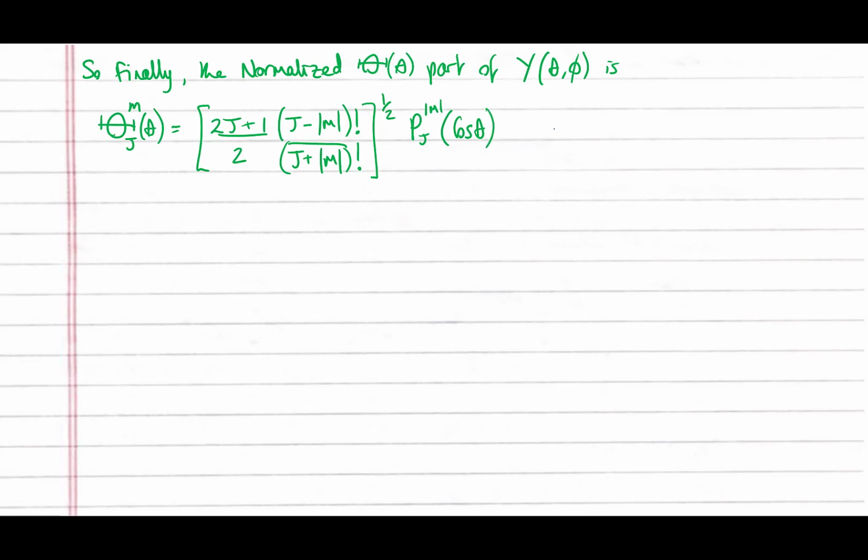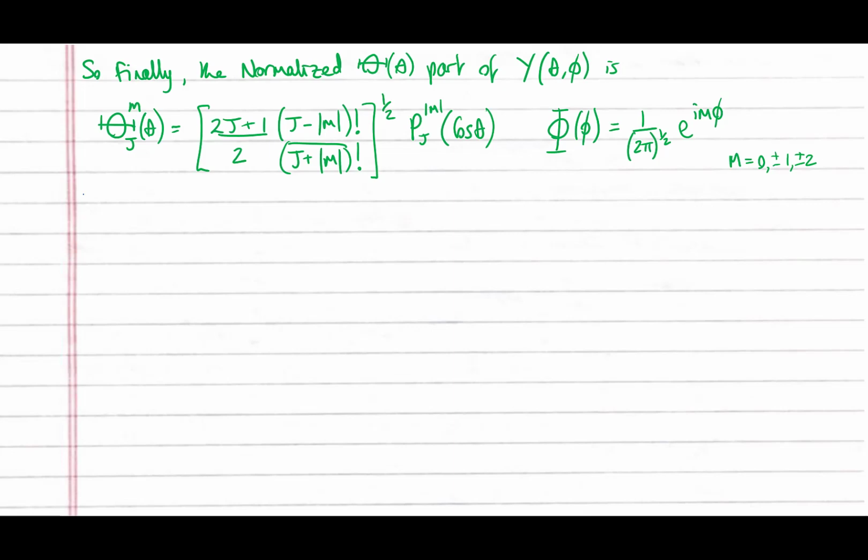Let's remind ourselves actually what capital phi is right now. So let's bring this all back in, and then we're going to combine them together. So that was equal to 1 over the square root of 2 pi, multiplied by e to the i m phi, and in this case m was equal to 0, plus or minus 1, plus or minus 2.